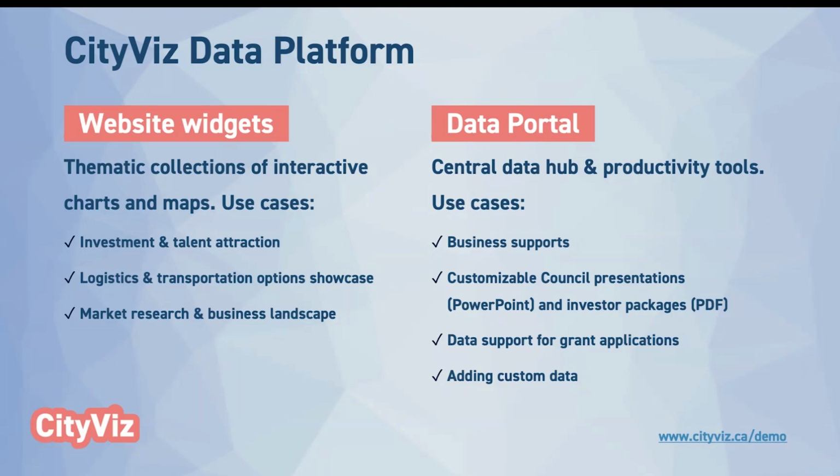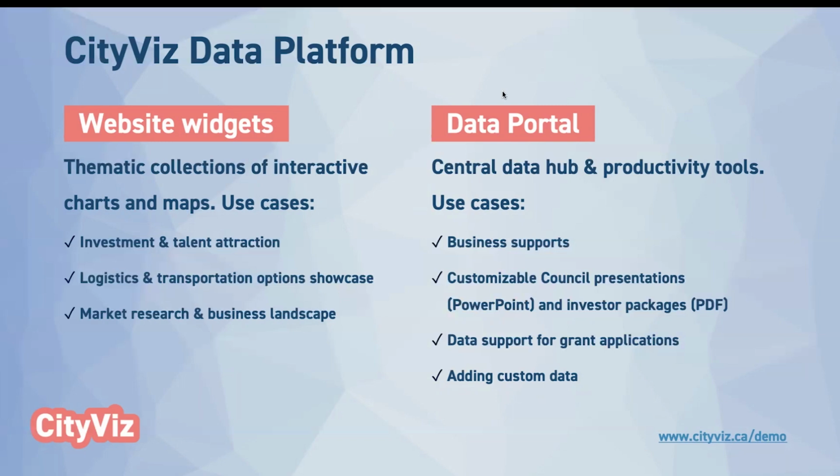There are a number of use cases for each of these components. For example, website widgets are typically used for investment and talent attraction, to showcase logistic and transportation options, to perform market research, and get insights into the business landscape, workforce as well, and much more. Those widgets are typically thematic collections of charts and interactive maps. Currently there are 12 widgets available, depending on the topic they address, and client organizations are able to sprinkle them across various pages on their municipal or investment attraction websites.